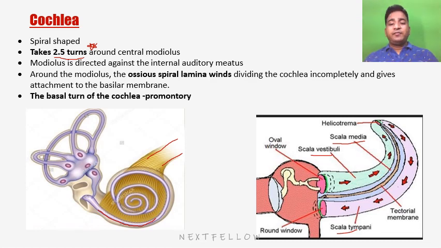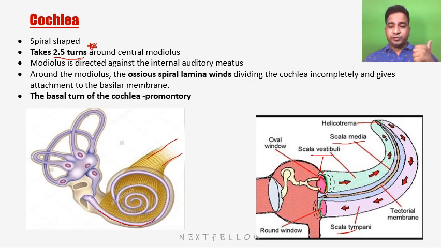So this scala vestibuli is connected with the stapes footplate, as you can see in the diagram. This stapes footplate, we all know, in the middle ear, the stapes bone, the part is the stapes footplate, which is directly connected to the oval window. What is this oval window? Oval window is an entry gate to scala vestibuli.